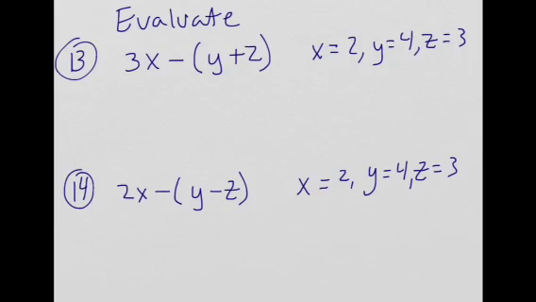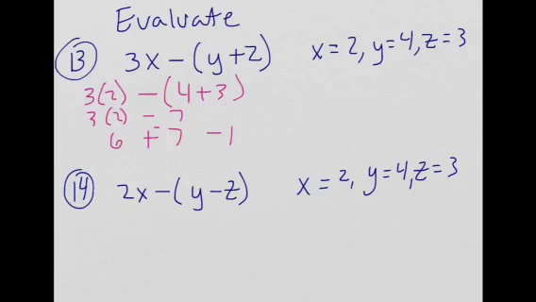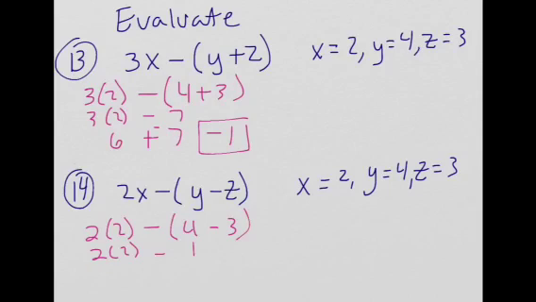All right, now we're going to evaluate, which means we're going to plug in our values and then we're going to follow PEMDAS. So we're going to go ahead and put in 3 times 2 minus 4 plus 3. And we're going to follow PEMDAS, so it's going to be 3 times 2 minus 7. So it's going to be 6 minus 7. Add a line, change the sign. So it's going to be negative 1. All right, the next one we're going to plug in, then we're going to do 2 times 2 minus 4 minus 3. 2 times 2 minus 1. 4 minus 1 is going to be 3.